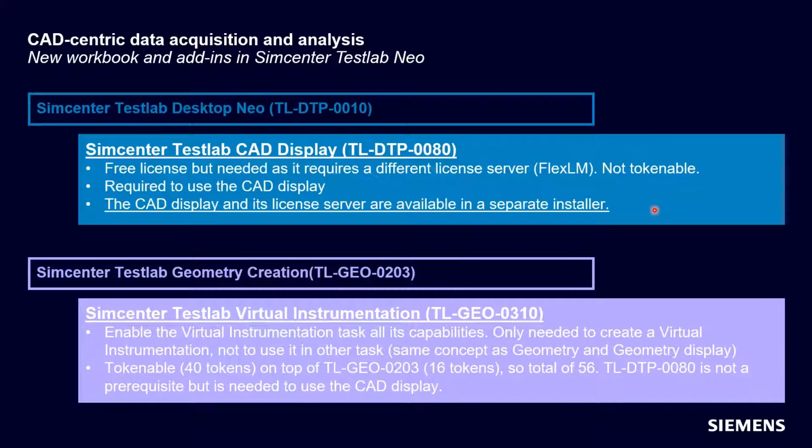Now, Virtual Instrumentation itself is 40 tokens, so all of these things are tokenable outside of the desktop, and obviously not the zero cost license either. But if you add in geometry, that'll be 16 tokens, and then Virtual Instrumentation will unlock the rest of the stuff that I'll show you, where we're actually putting in the accelerometers and the impact hammers and using the CAD display itself. So a total of 56 tokens for the stuff I'll show you today.